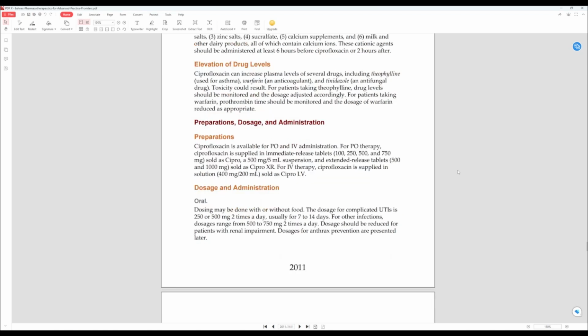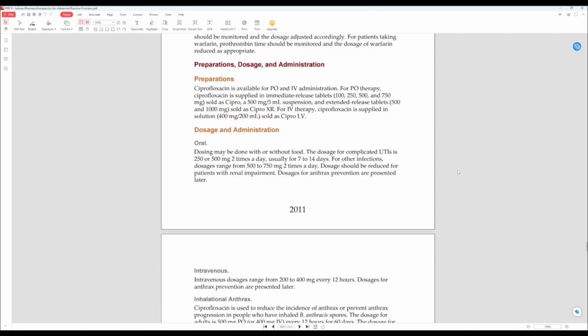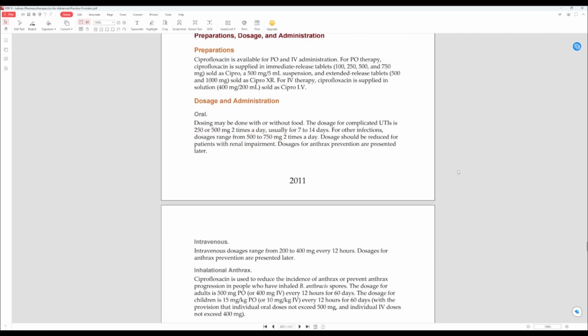The elevation of other drug levels, then. Ciprofloxacin can increase the plasma levels of several drugs, including theophylline, Coumadin, and tinidazole. Toxicity may result, so for patients who are taking theophylline, drug levels need to be monitored and the dosage needs to be adjusted accordingly. For patients taking Coumadin, prothrombin time should be monitored and the dosage of Coumadin may need to be reduced.